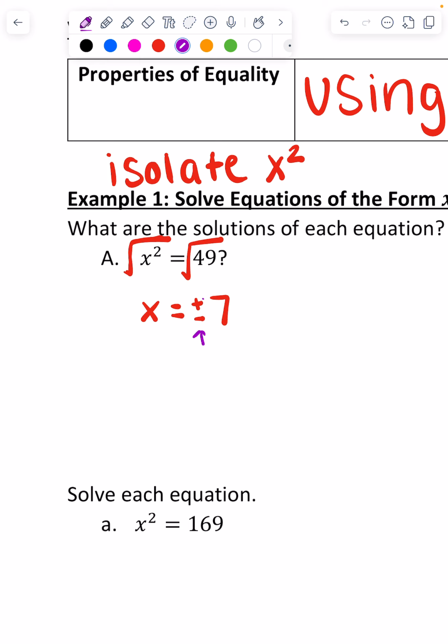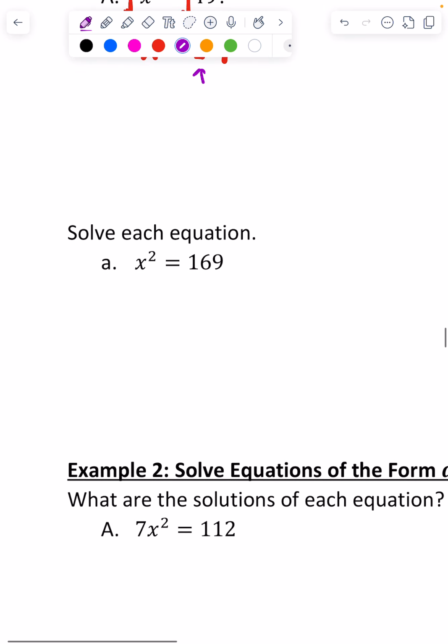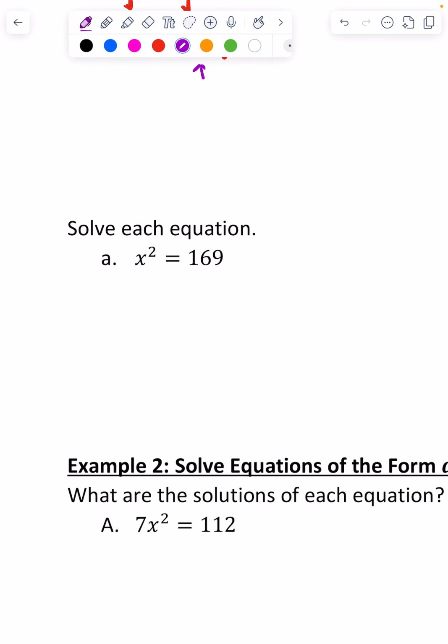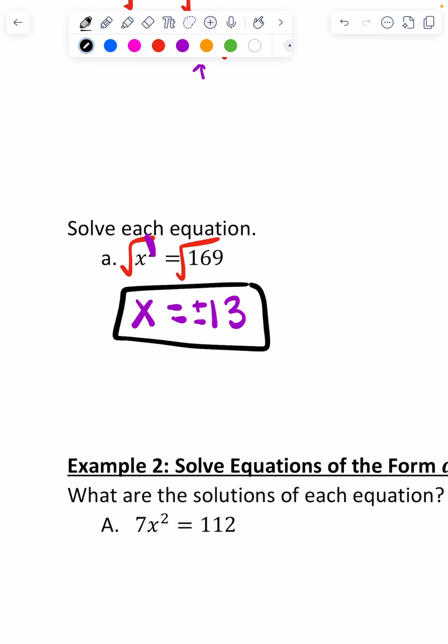All right, let's go ahead and try this one down here. So we've isolated x squared already. Let's go ahead and take the square root right away of both sides. These guys right here are opposites. They just cancel, and we're left with just x. The square root of 169, we could type that in our calculator if we're not sure, but this is one of our perfect squares. It is 13. Positive 13 is one answer, but negative 13 is another answer. So the final answer, we call that plus or minus 13.